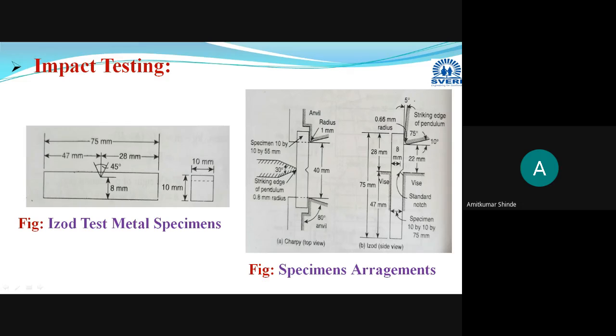These are three, four differences related to its length, then the types of notch used, then the location of the notch, and the direction of the impact loading. In the Charpy test, the striking direction will be opposite to the notch, and in the case of Izod, it will be on the same side.